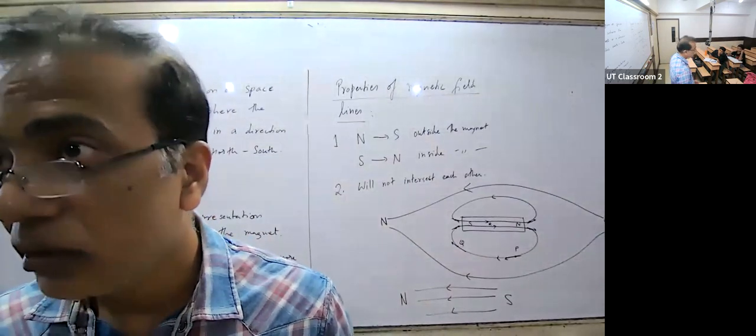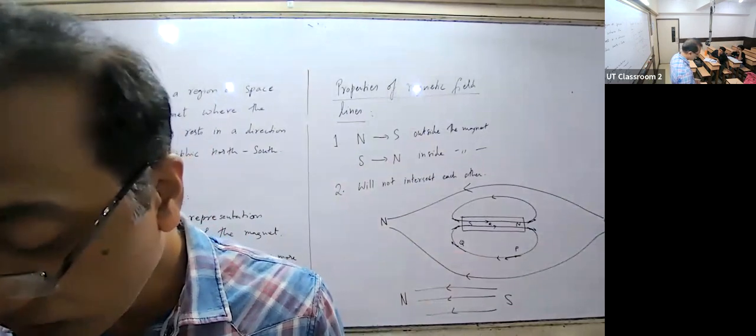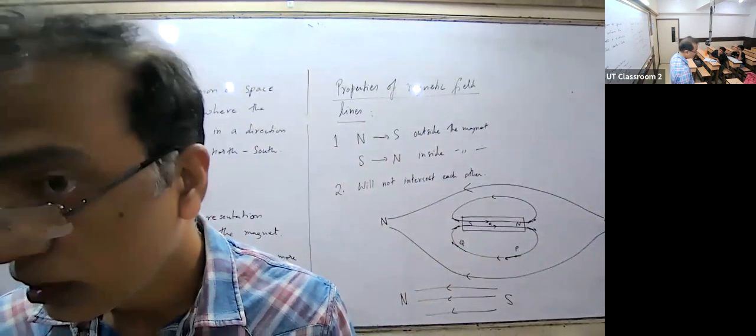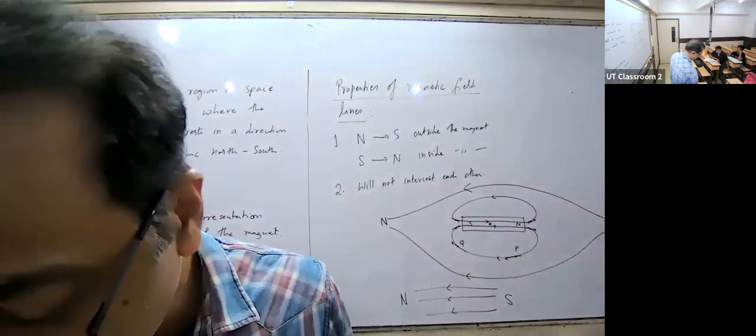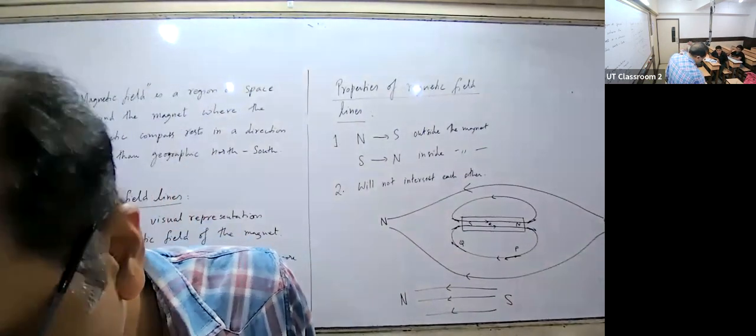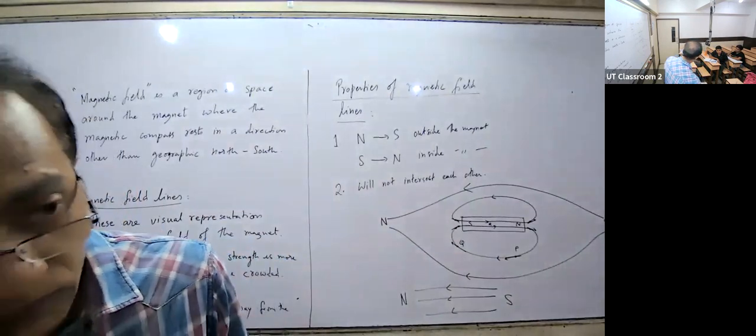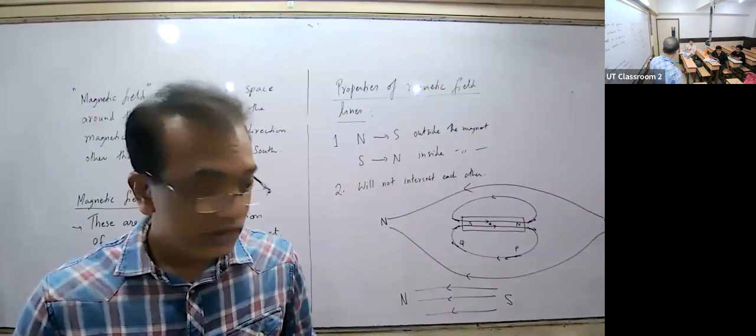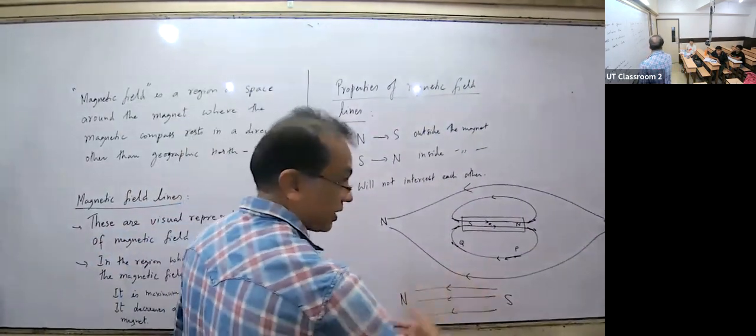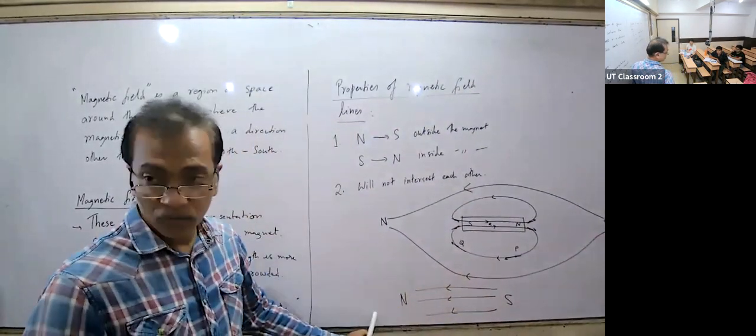What is the direction now? What is east, west, north, south? Let's say this is north, this is south, this is east, this is west. So Earth's field will be traveling like this, vertical, parallel lines. In a small space, Earth's field lines will be parallel lines, traveling from south to north, right?